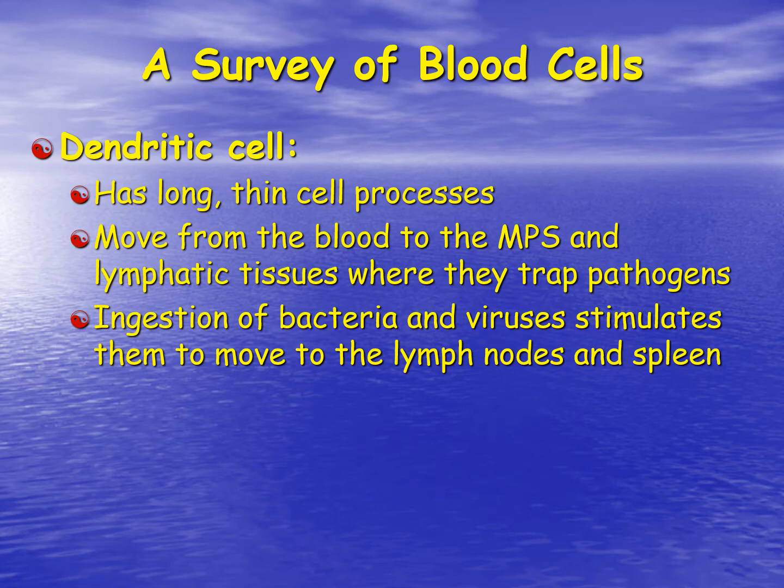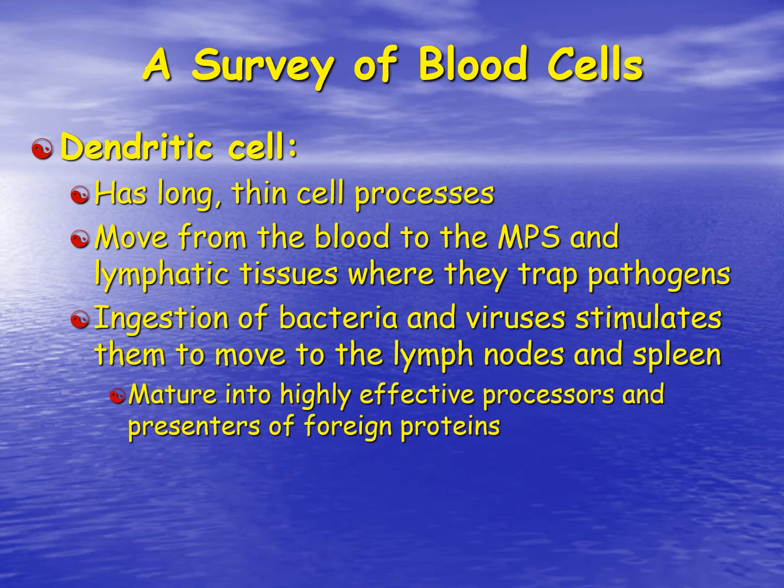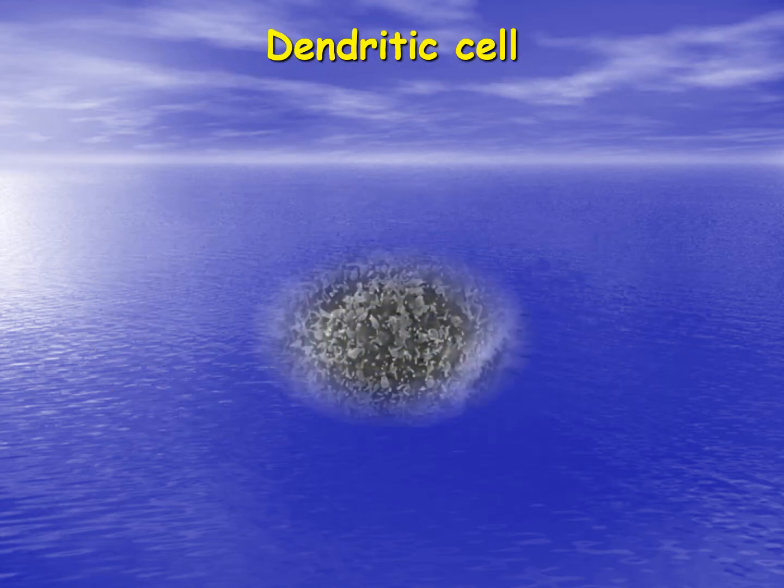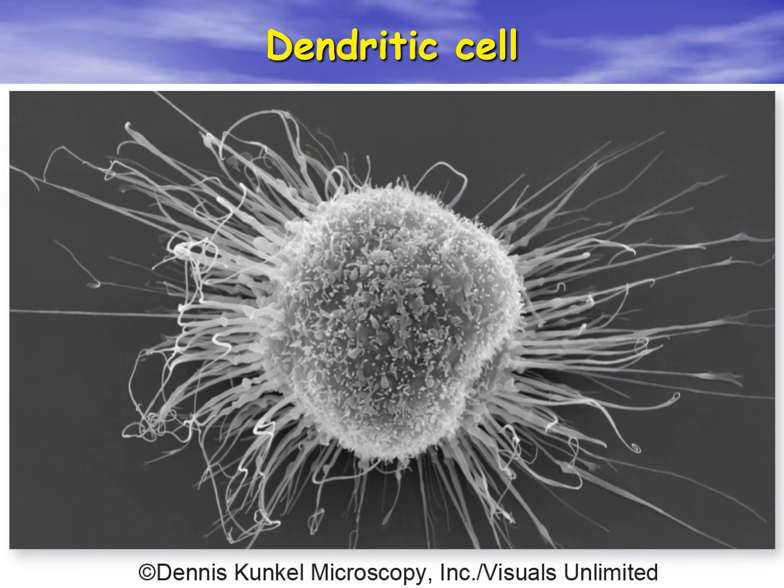So they ingest these bacteria and viruses and stimulate the cells then to move from their location to lymph nodes or the spleen. They mature into highly effective processors and presenters of foreign proteins to other cells of the immune response. And this is just a picture of one of these dendritic cells. And all of these cytoplasmic extensions, they're not flagella or cilia, but they are just simply extensions of the cytoplasm and the cell membrane.